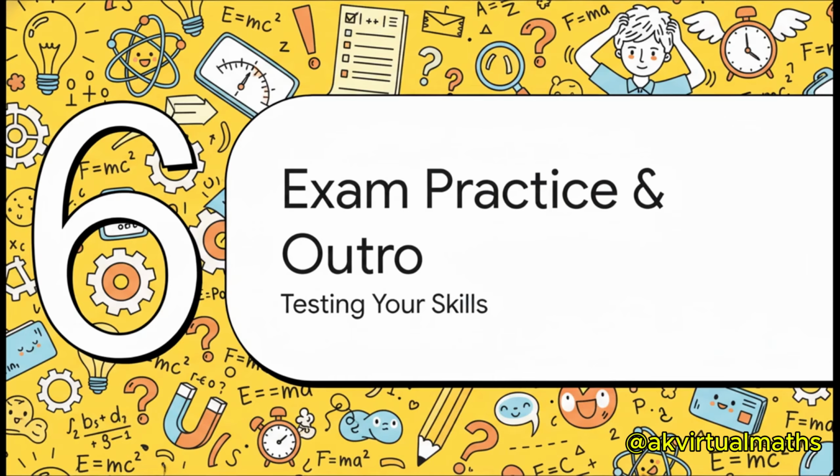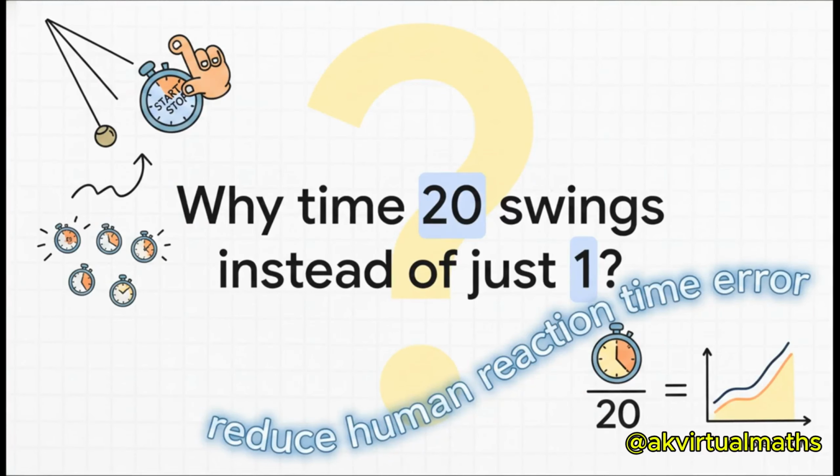Let's actually put this to the test with an authentic exam question. The question asks, a student investigates a pendulum. Why did the student record the time for 20 swings instead of just 1? Think back to our virtual lab simulator from earlier. What did we say about that stopwatch?